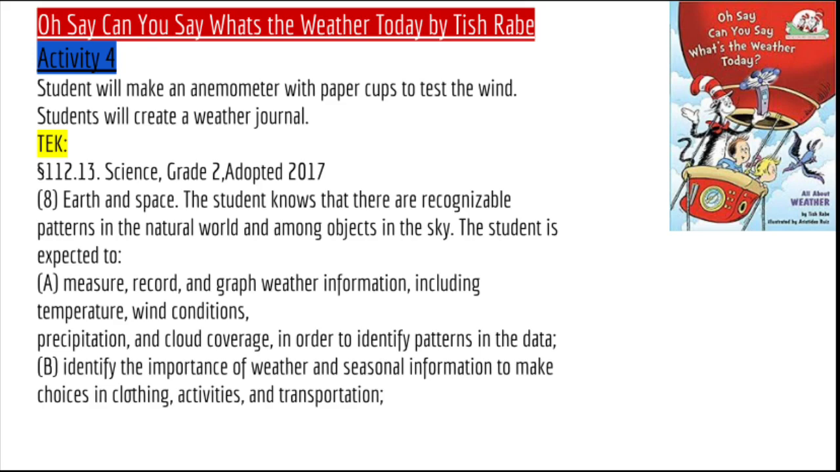The TEKS that I've decided to use for this one is Earth and Space, second grade science. This will help the students to recognize patterns in the natural world, like the wind speed. They can measure, record, and graph weather information, including temperature and wind conditions, and other things. And they'll be able to identify the importance of weather and seasonal information to make choices in clothing, activities, and transportation.